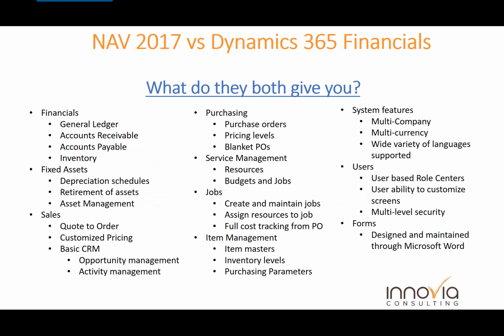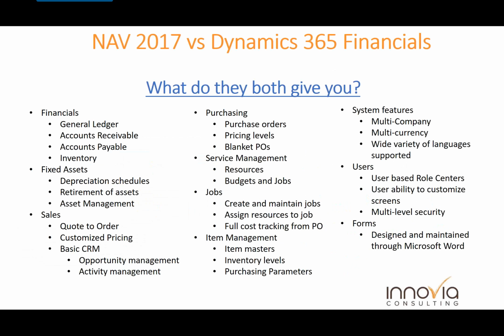From a sales perspective, your salespeople, your customer service people, it's quote to order. So I can build a quote, I can convert it to an order, I can push that out to have it manufactured or shipped or picked. All of those things can be done. Customized pricing, it's by customer, by item, by levels, by discount rates, by time frames. All of that information is capable of being done in both systems.